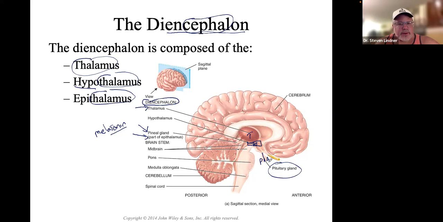The anterior pituitary is also known as the adenohypophysis, and the posterior is referred to as the neurohypophysis. So there's an adenohypophysis and a neurohypophysis. The adenohypophysis is the anterior pituitary. The neurohypophysis is the posterior pituitary. Don't confuse that with pineal. The pituitary is anterior. The pineal gland is more posterior.